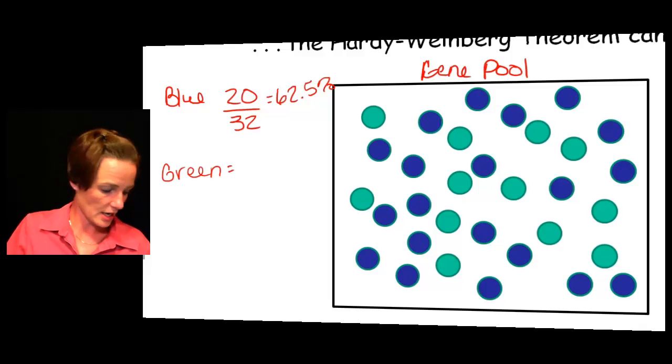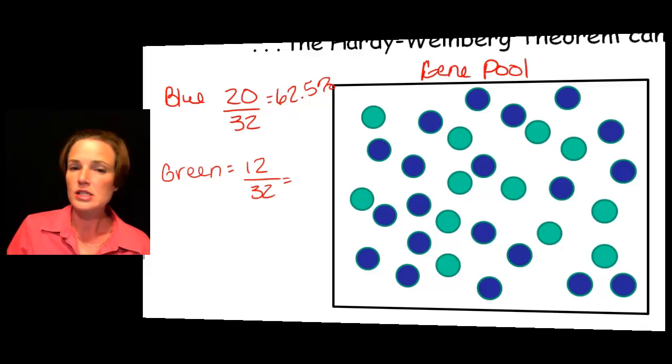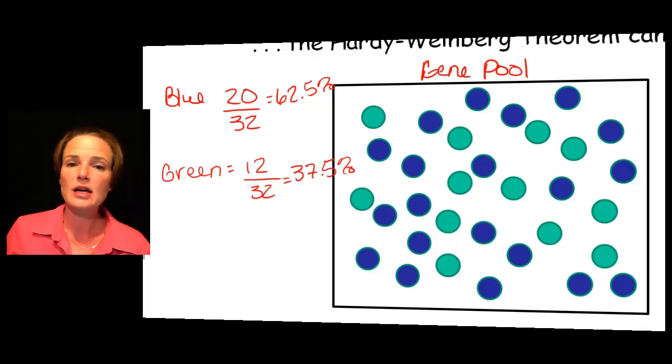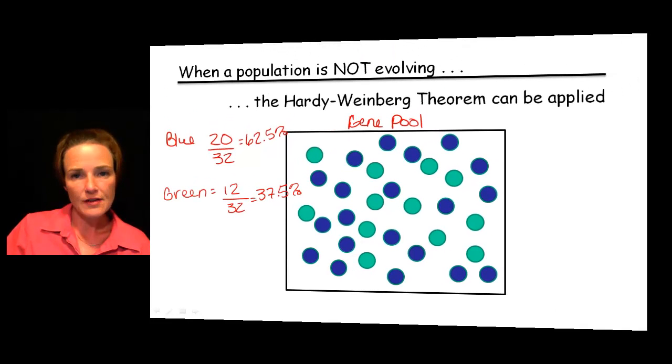And then I can also calculate it for the green ones. And the green ones, I have 12. And I'm also going to put that over the total here, which is 32. You can divide them out to come up with the frequency. And in this case, it's going to be 37.5. Okay, so those are my allele frequencies. And this is my gene pool. And this is specifically what we're talking about when we talk about Hardy-Weinberg.